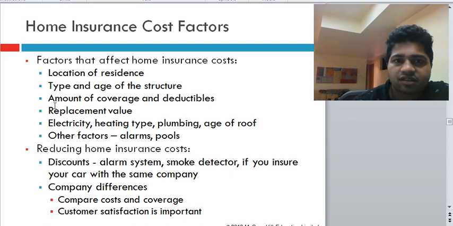Other factors include the type and age of the structure, amount of coverage and deductibles, replacement value, electricity, heating type, plumbing, age of the roof, and other factors.